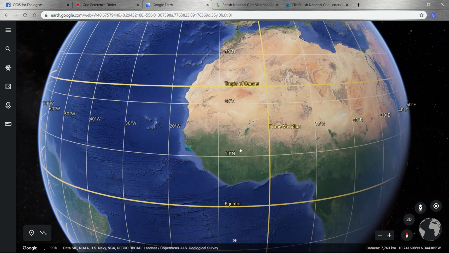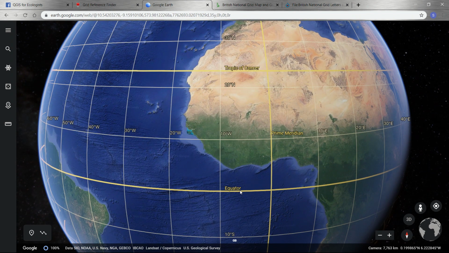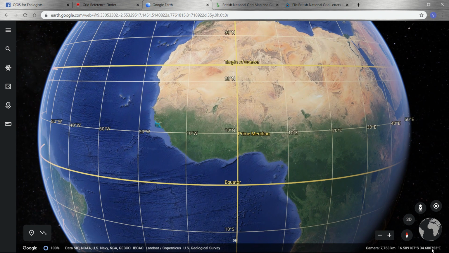Again, if you come out at the 10-degree line, you go in from the equator to the centre and back out again, and that'll give you a 10-degree angle. So these are all just decimal degrees.